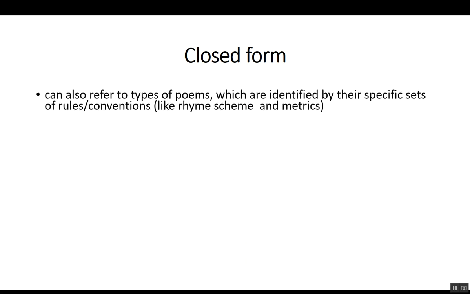Closed form can also refer to types of poems which are identified by their specific sets of rules and conventions, right? So some examples will help illustrate what I mean. So we say that a poem is written in closed form. Sometimes that can actually refer to the fact that a poem is a certain kind of poem, like a ballad, for example.